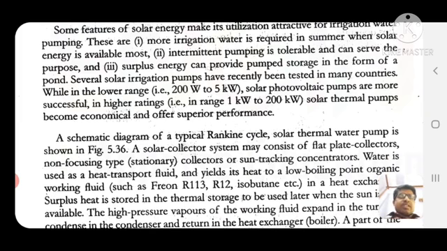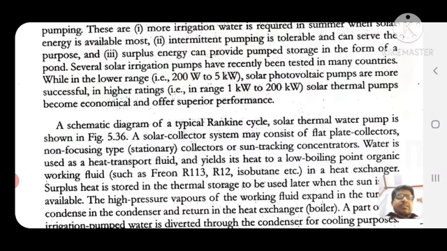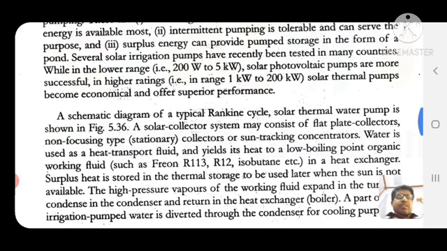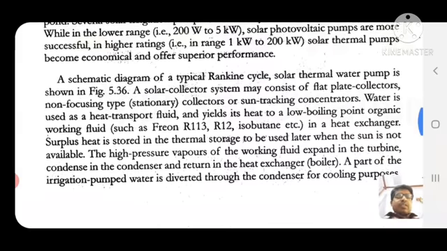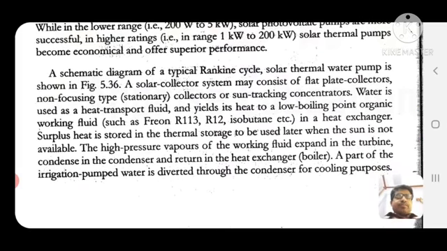Several solar irrigation pumps have recently been tested in many countries. While in the lower range of 200 watt to 5 kilowatt solar photovoltaic pumps are more successful, solar thermal pumps are used in higher ratings. A schematic diagram of a typical Rankine cycle solar thermal water pump is shown.